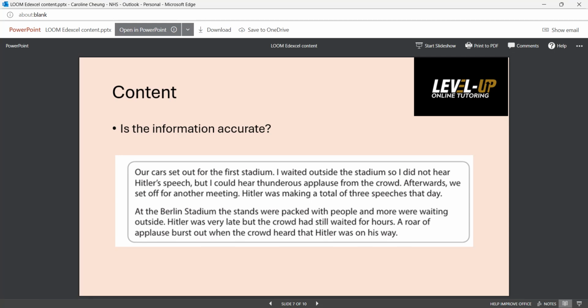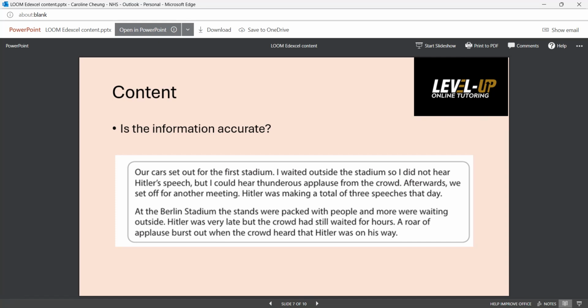So your own knowledge has to be something you cannot get from the source. So if, for example, I said, from my own knowledge, I know that Hitler often made 3 speeches a day, they wouldn't count that because they're like, well, it says that in the source. It also can't be something that you can guess from the source. So I couldn't say, from my own knowledge, I know that Hitler was very popular, because the fact that he's getting thunderous applause implies that anyway.